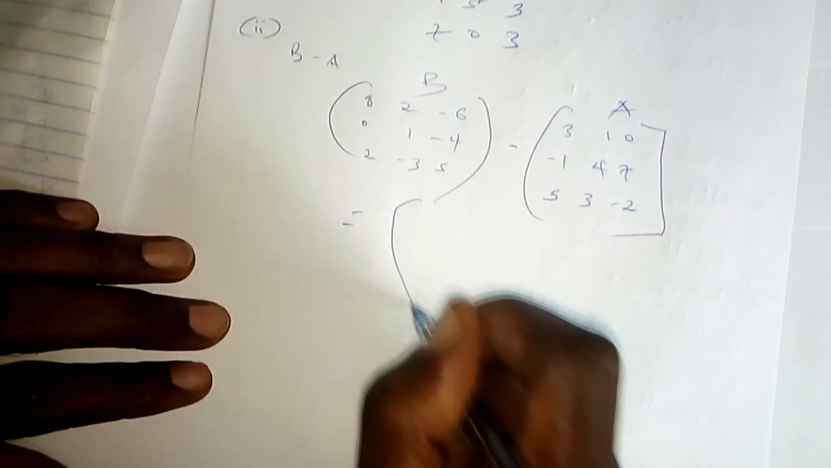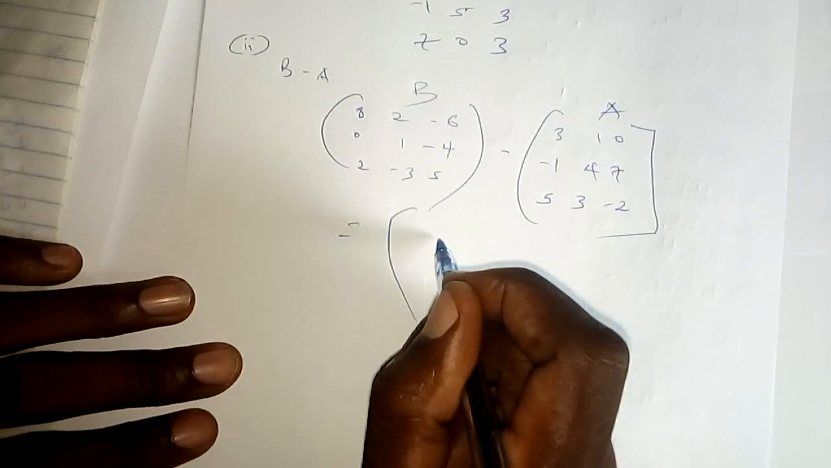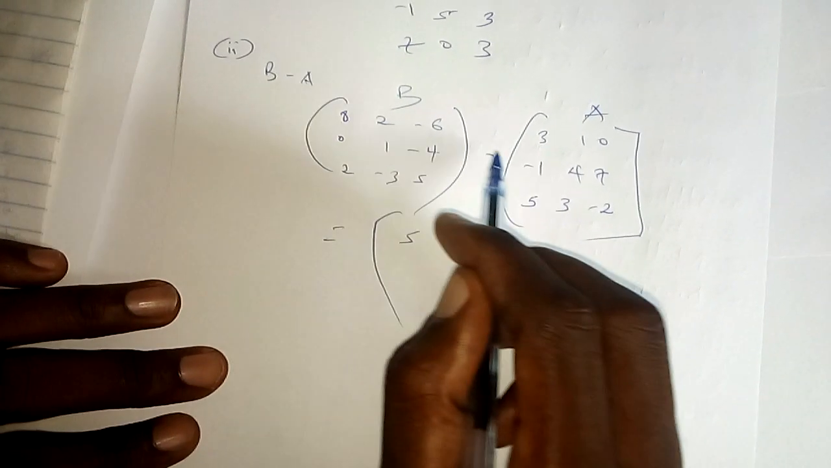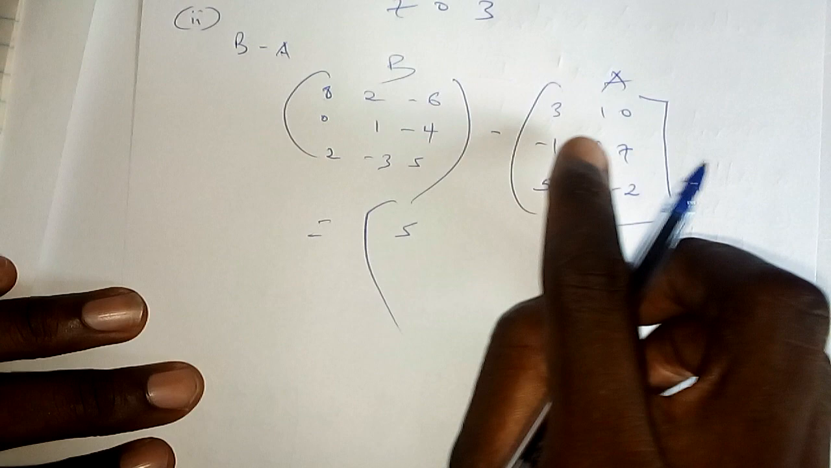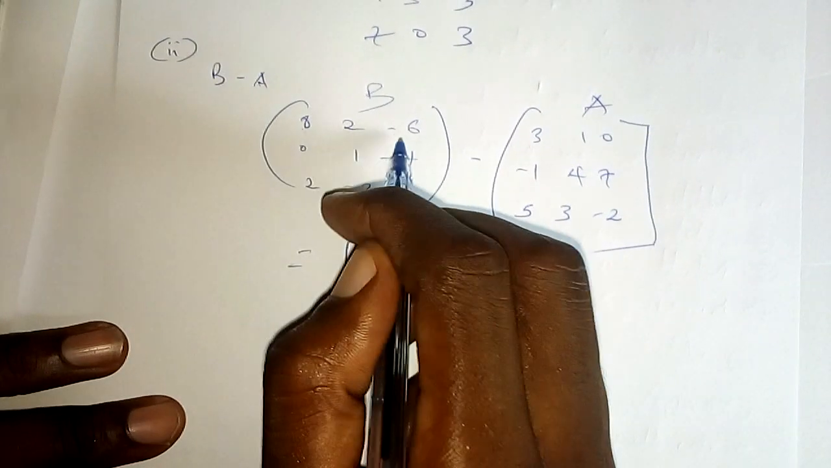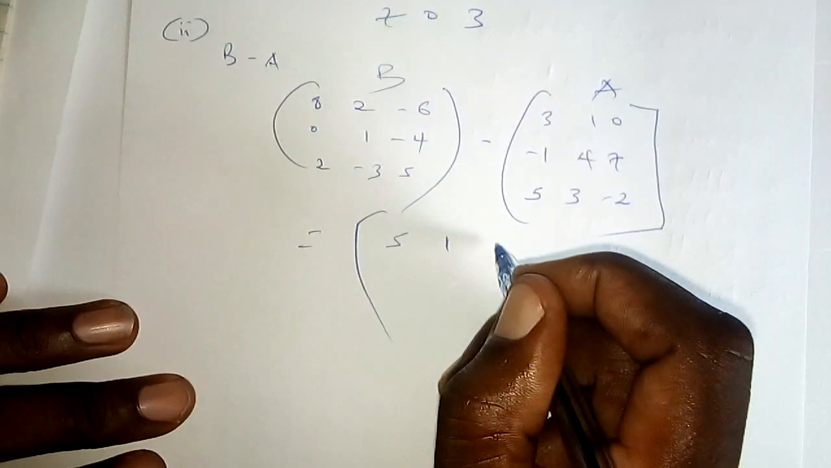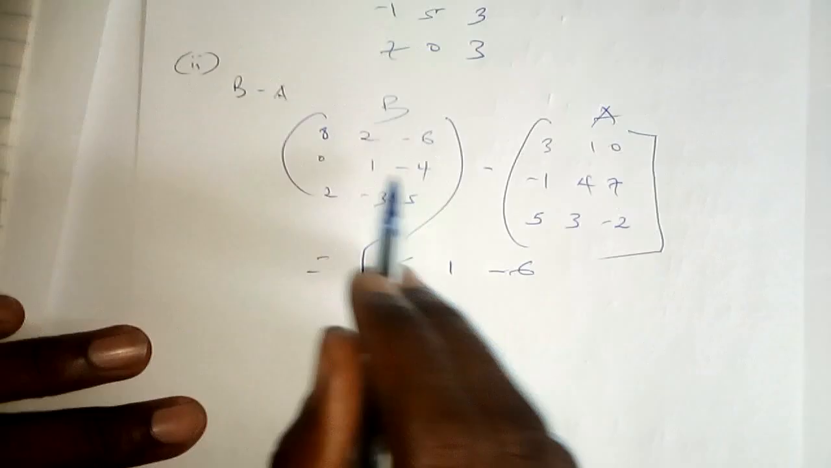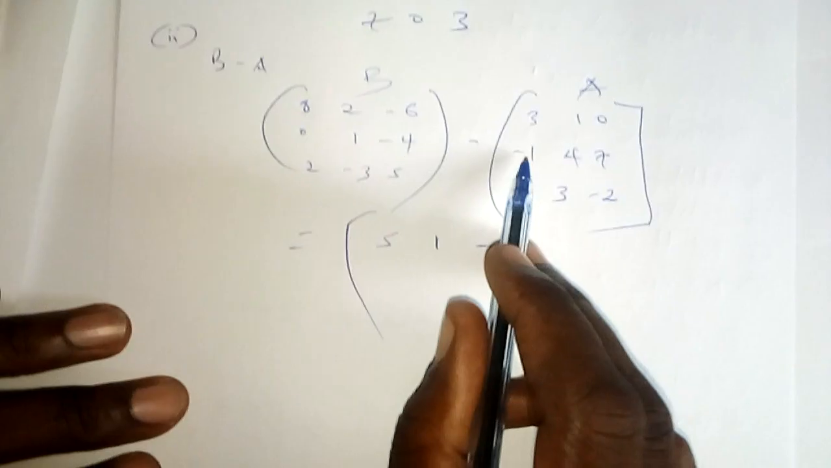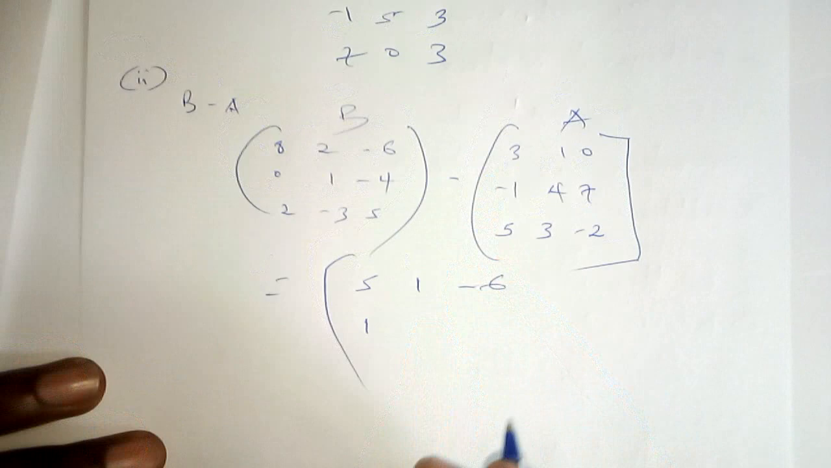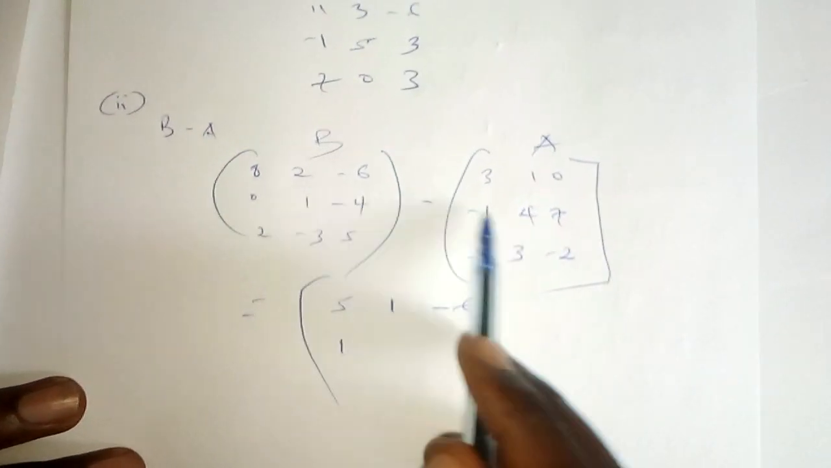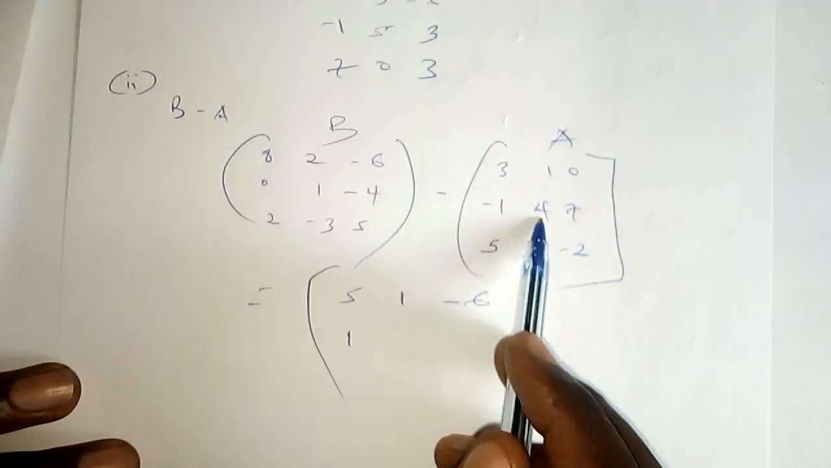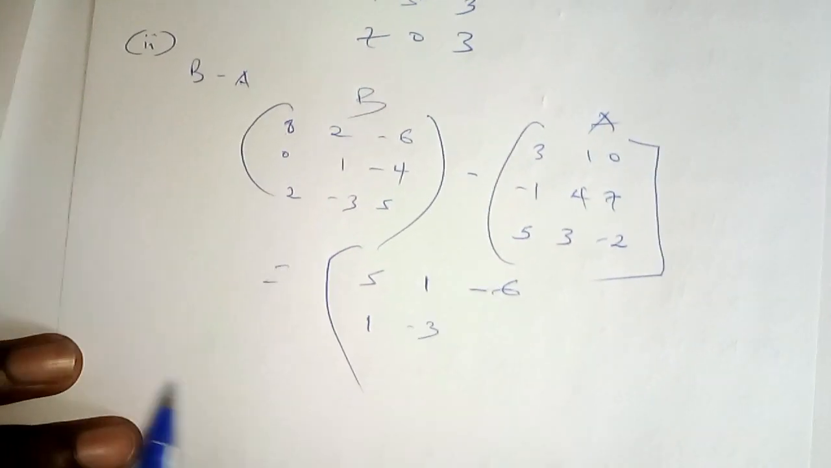Now the result will be 5. When you take this 8 minus 3, it will be 5. What about 1 minus 1? It is 0. Negative 6 minus 0 is negative 6. What about when you take 1 minus 4? It means it will be negative 3.